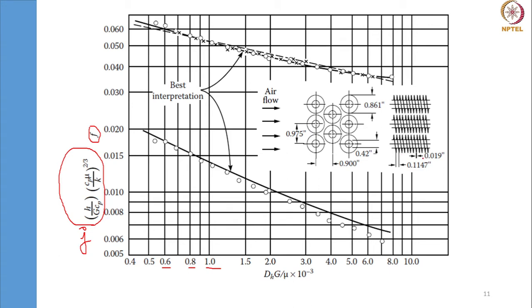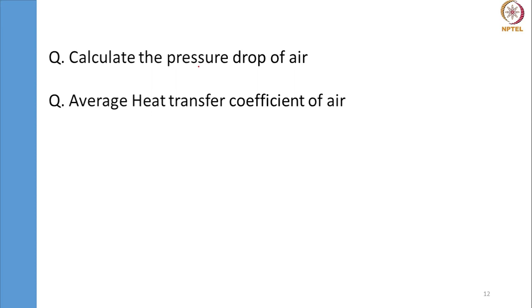So we have a finned tube heat exchanger, the diagram of which is given here. We are interested to find out the pressure drop of air, that is delta P, P inlet minus P exit.